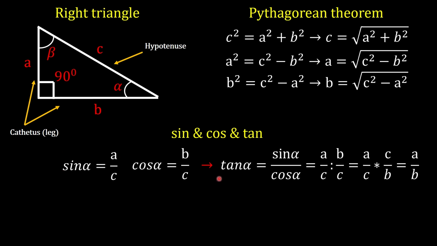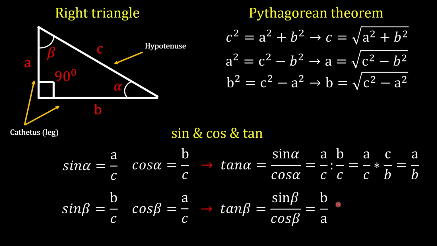This sine, cosine and tangent we can use for this angle too. In this case, sine beta will be equal to B divided by C, because the opposite leg to this angle is B. Then cosine will be equal to A divided by C, because for cosine we should put the adjacent leg. So in this case, tangent beta will be equal to B divided by A, which is the reciprocal of tangent alpha. So these are the main rules for calculating the sides of a right triangle.